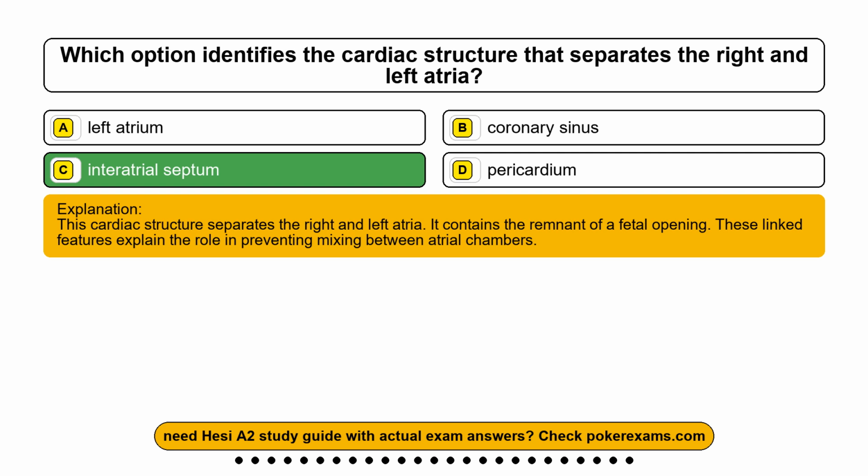This cardiac structure separates the right and left atria. It contains the remnant of a fetal opening. These linked features explain the role in preventing mixing between atrial chambers.